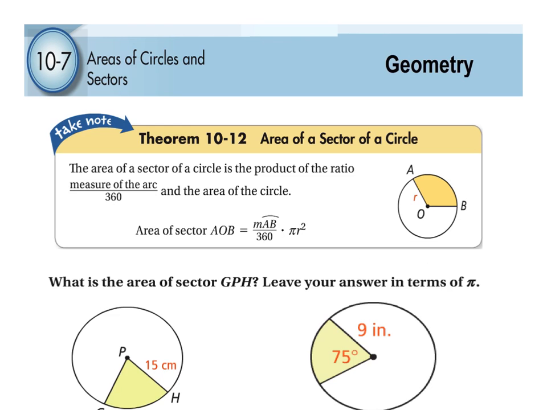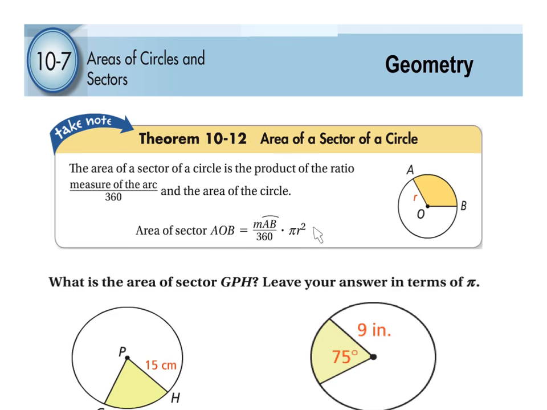Okay, now that we've found the areas of circles, we're going to find what we call the areas of sectors. Excuse me, in this case, we're going to find the area of a shaded-in region of a circle. In other words, we're going to find the area of a piece of pie, if you treated this as a pie. So the area of a sector of a circle is the product of the ratio of the measure of the arc divided by 360 and the area of the circle.